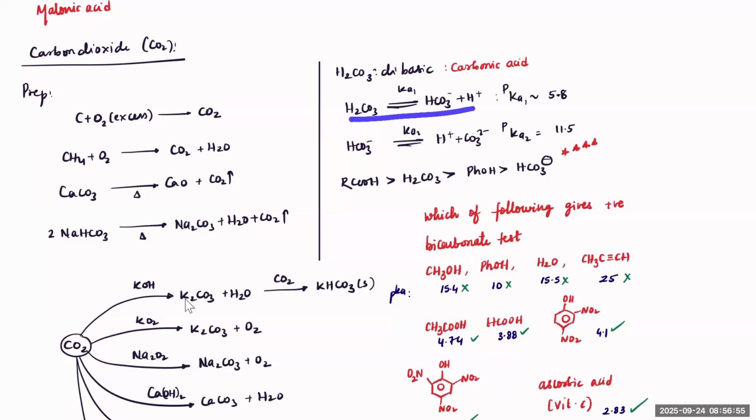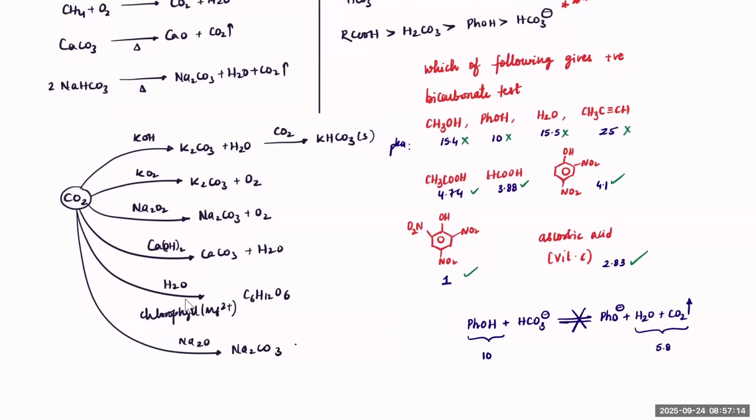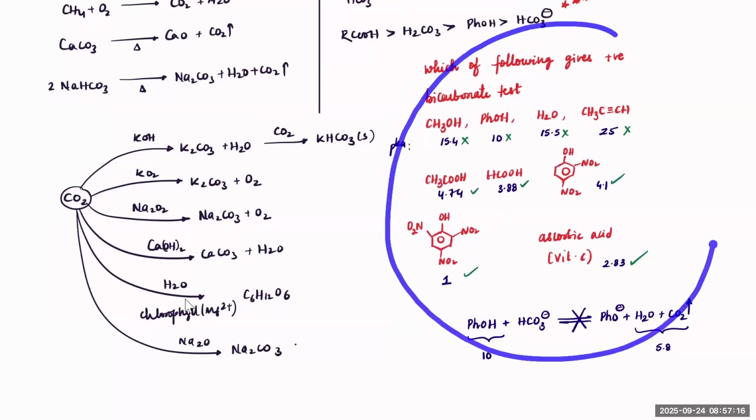For H2CO3, the pK1 value is 5.8 and the second one is 11.5. In fact, that shows that carboxylic acids are more acidic than H2CO3, phenol, and HCO3 minus. This order is useful specifically while you are dealing with GOC, correct? If you recall, this is something we have done, which will give a positive bicarbonate test.